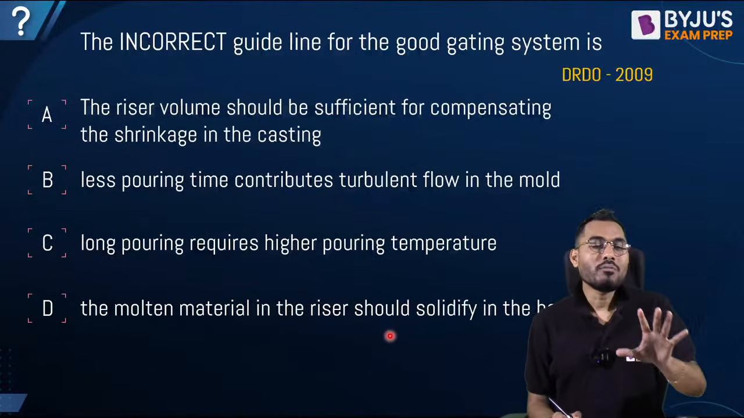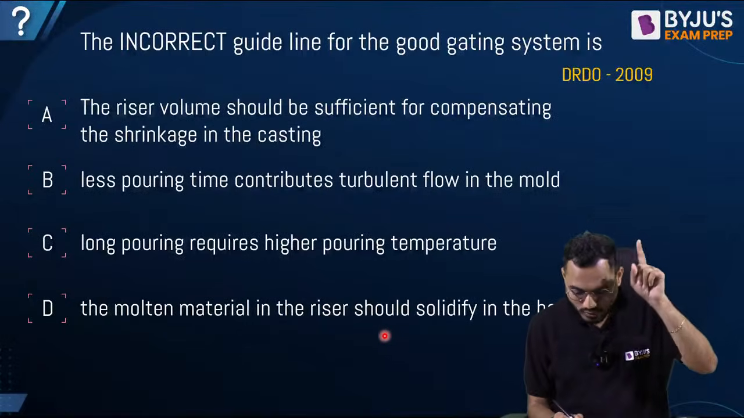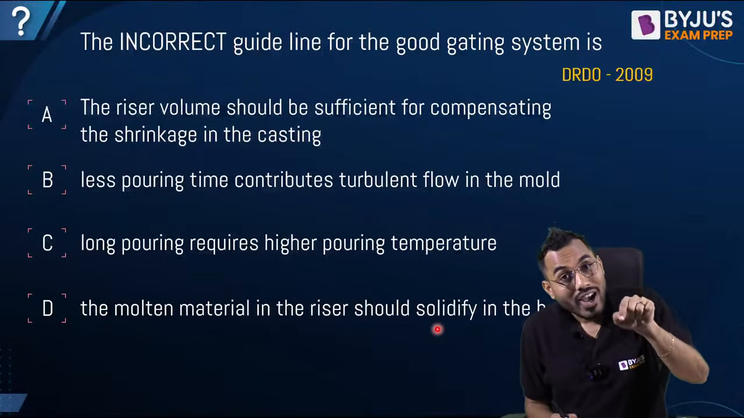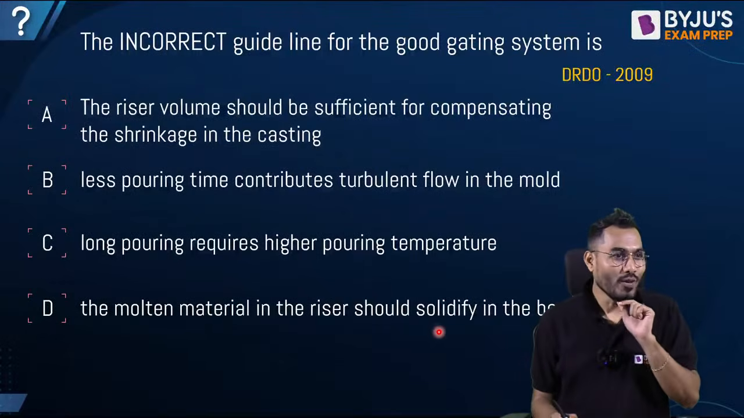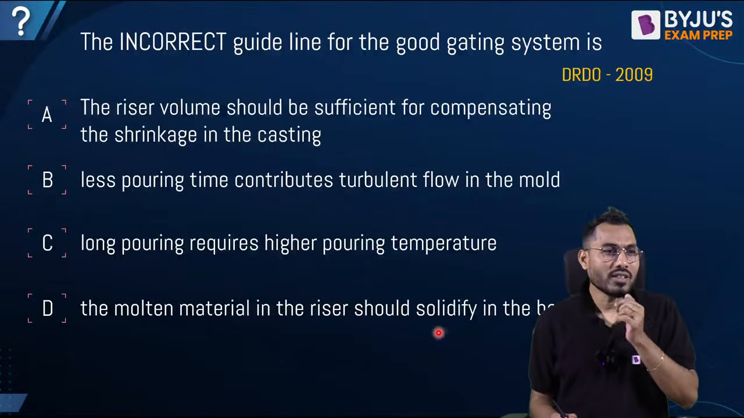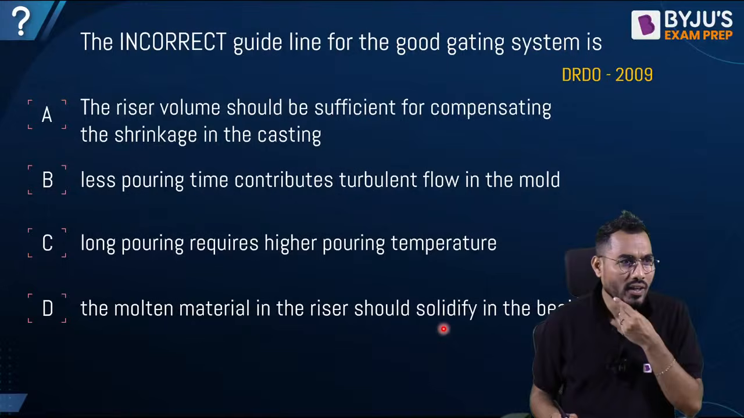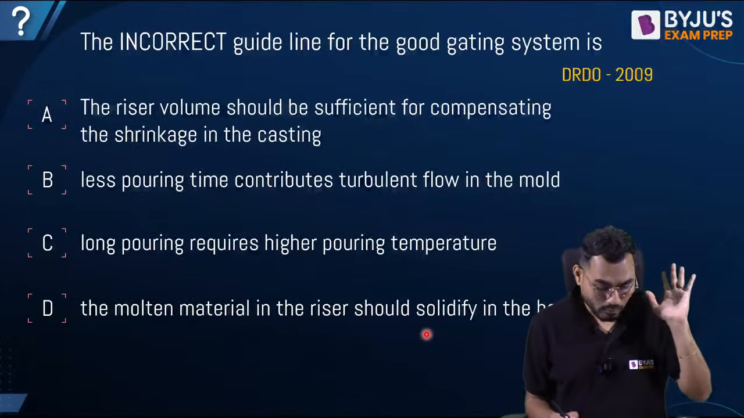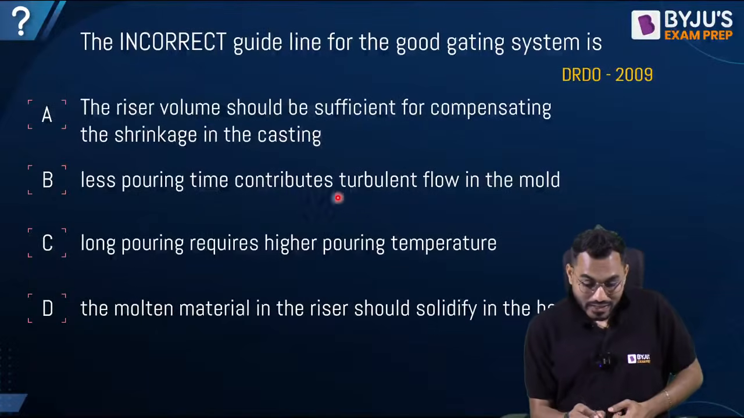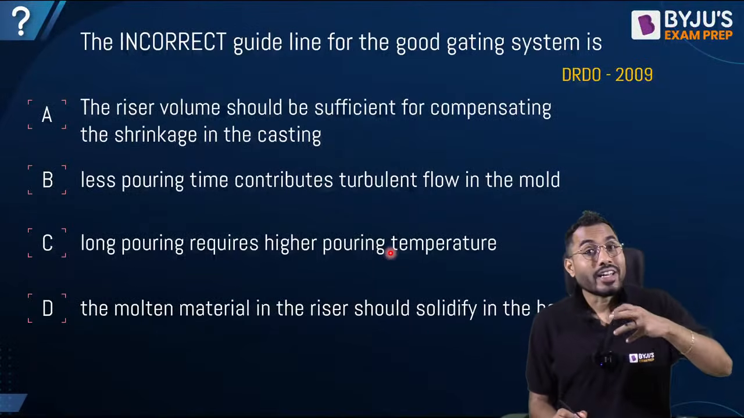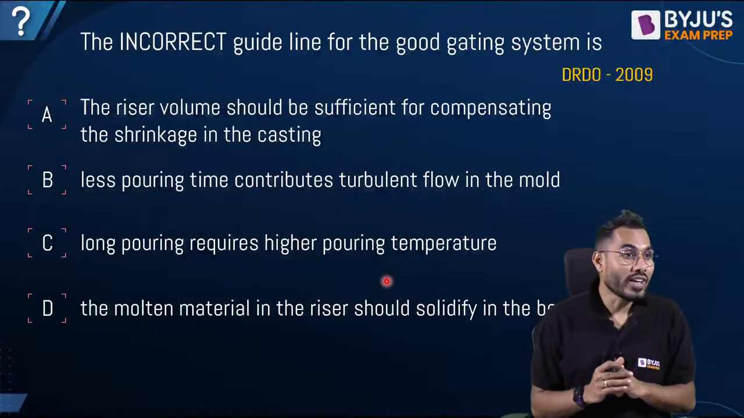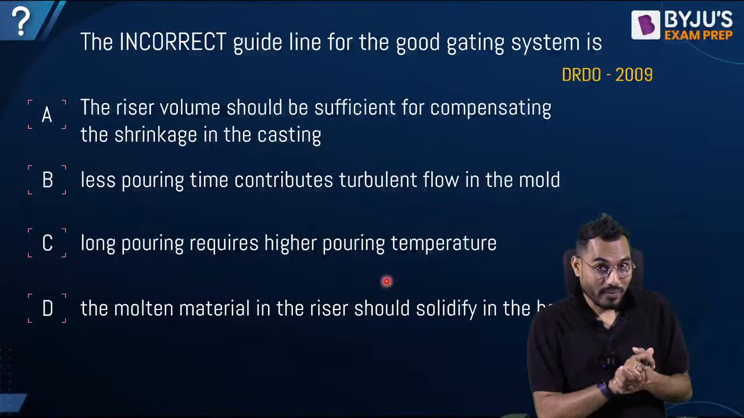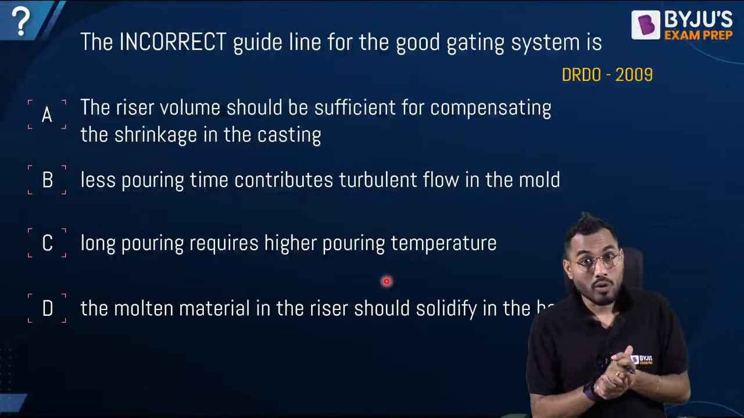No. Molten material in the riser should solidify after the solidification of the casting cavity. But sir, shrinkage in the casting components will be provided. Mohit, you are making a very right point, but let's understand that. Is it mentioned here whether it is liquid shrinkage or solid shrinkage? Because liquid shrinkage has to be compensated by the riser. The riser is there to supply extra volume of molten metal.